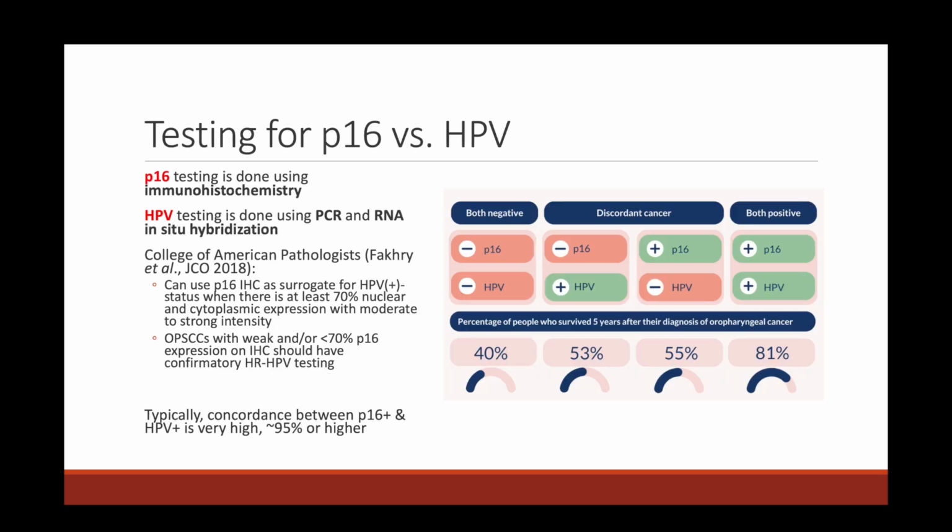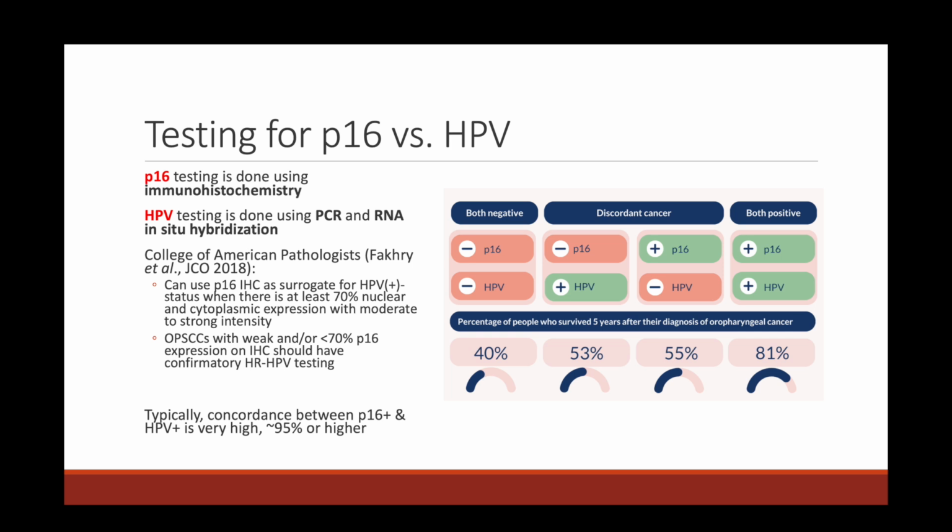So I keep saying that P16 can act as a surrogate for HPV positivity. In terms of how we test for HPV positivity, P16 testing is done using immunohistochemistry, or IHC. We're looking for a specific protein and for expression of that protein, which is P16. HPV testing is done using PCR and RNA in situ hybridization. We're basically looking for the presence of HPV DNA.